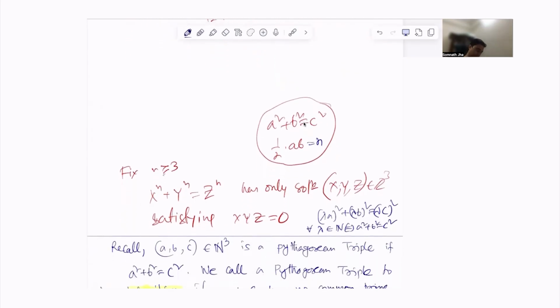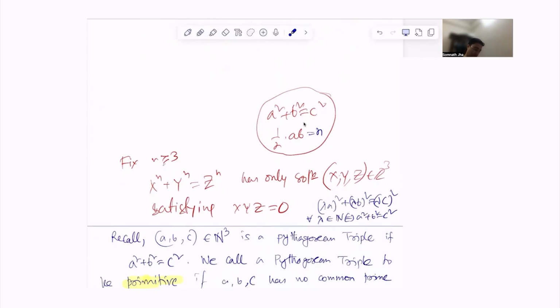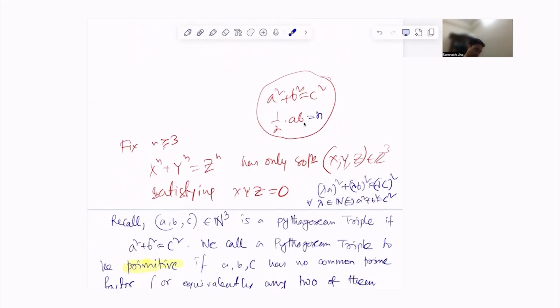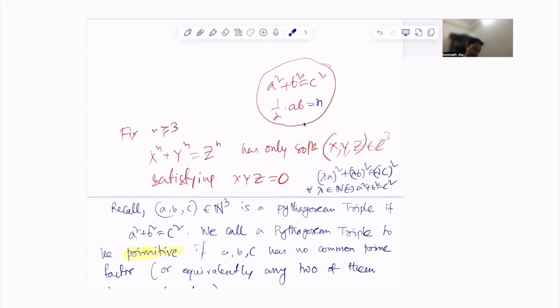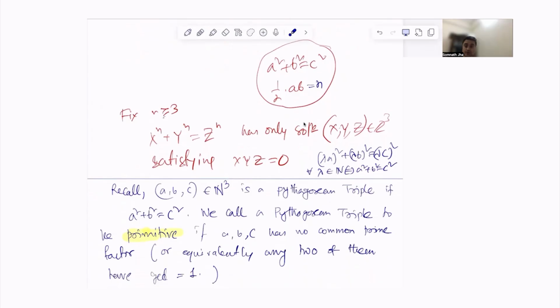So recall that a, b, c in the rationals or integers is a Pythagorean triple if a square plus b square equals c square, and we call a Pythagorean triple primitive if a, b, c have no common prime factors, or equivalently, any two of them have GCD equal to 1. If any two of them have GCD 1, then they cannot have any common prime factor. Say a and b have GCD 1, then for b and c, if the GCD is d, then d will divide a also.